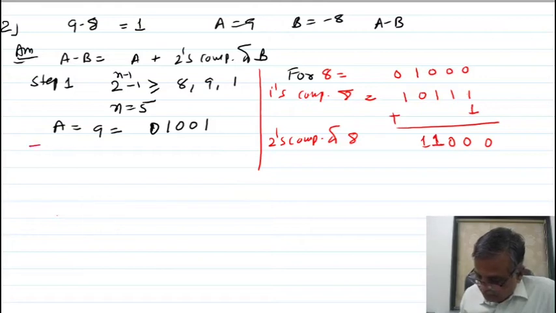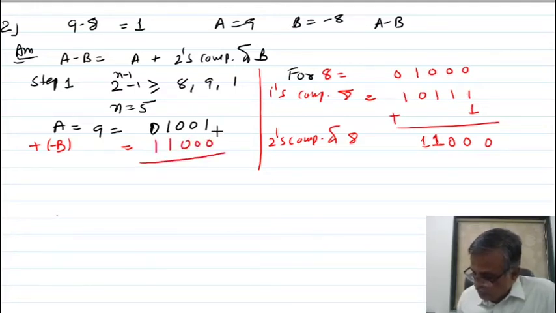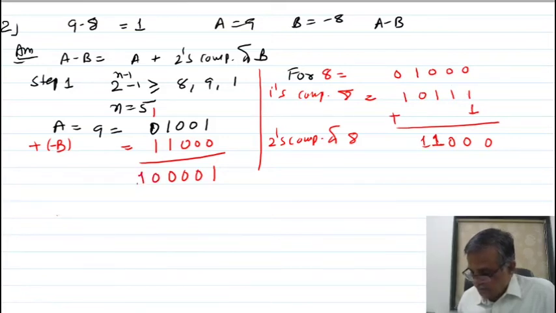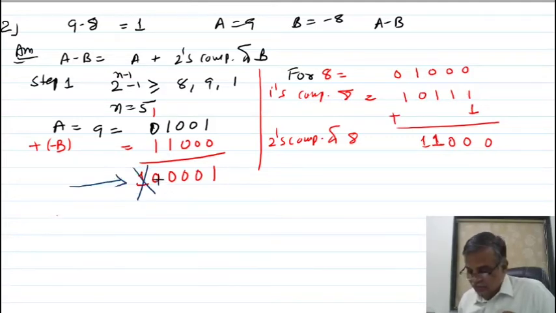Let us add the 2's complement, which you write as 1 1 0 0 0. Adding: 1 plus 1 is 0, carry 1, and so on. Now, how many bits do I have to use? 5 bits. What is the answer? 1 2 3 4 5 6. 6 bits means a carry is generated, so you have to discard this carry. You have to use only 5 bits.